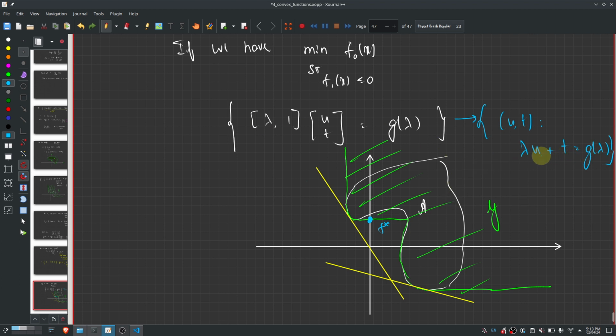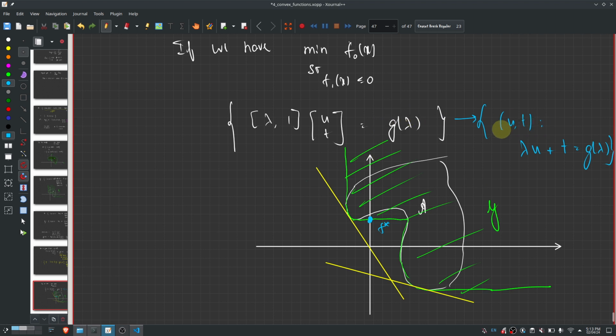So g of lambda is nothing but the y-intercept. No matter what kind of optimization problem you have, as long as it is an optimization problem in a single variable, or in fact the number of variables doesn't particularly matter, as long as there's a single objective function and just one inequality constraint, you get some particular g in 2 dimensions, correct?